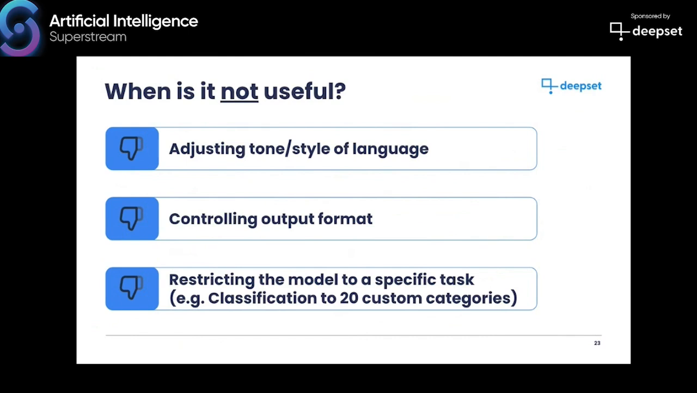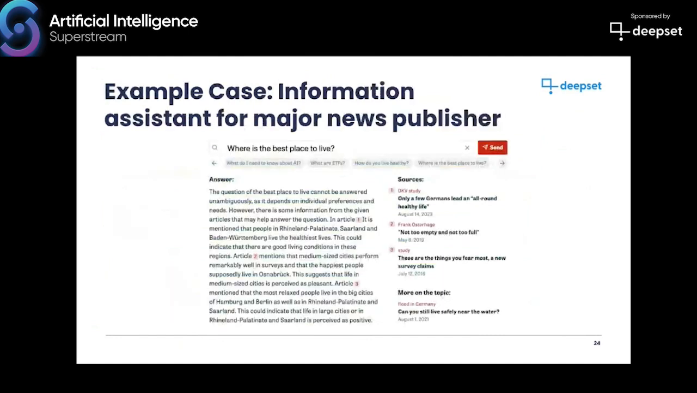So for example, imagine you want to classify internal wiki articles into 20 custom categories of a company. A generic LLM will very likely pick up wrong names for these categories from time to time. It won't stick to just your 20 custom categories. And RAG won't help here. Fine-tuning or prompt engineering, again, are the right tools to go for.